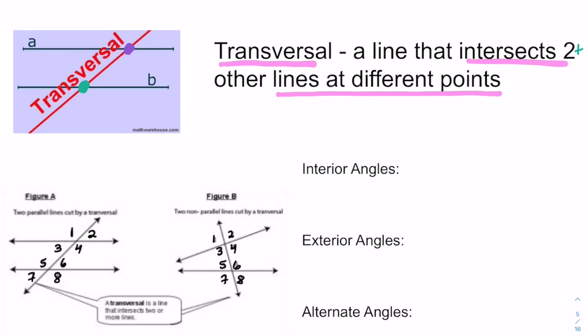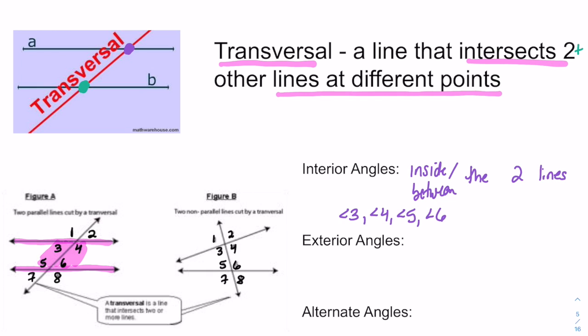When that happens, we have different angles that we could consider. So we have interior angles. Interior angles are angles inside or between the two lines. So if we were to trace the two lines and look at what's in between them, we see angles 3, 4, 5, and angle 6. So then exterior angles would be on the outside of the two lines. And if we look back at that picture, we see angles 1, 2, 7, and 8.